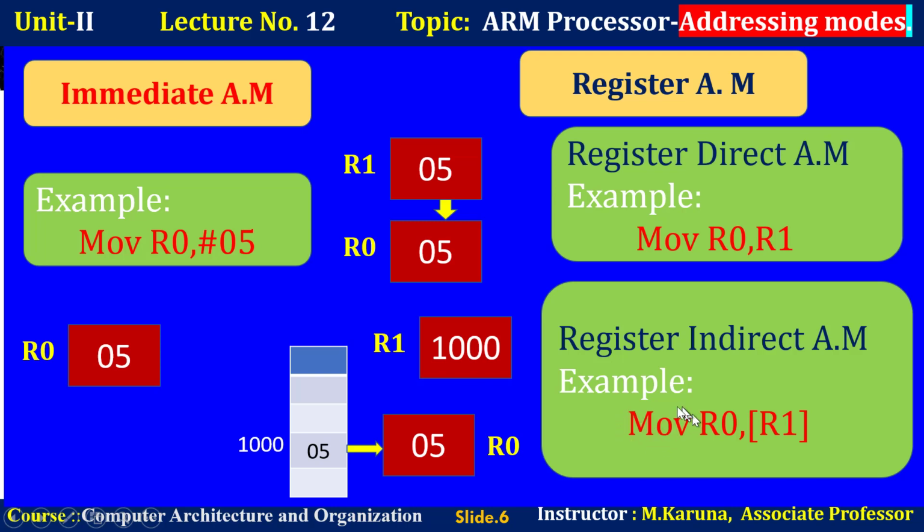We can use add instruction also in place of move instruction. So R0 acts as a destination register. Finally, R0 contains the data 05 transferred from the memory location at 1000. That 1000 is available in register R1. Likewise, data can be accessed with the help of immediate addressing mode and register addressing mode to perform the operation. Here we are taking the transfer operation.